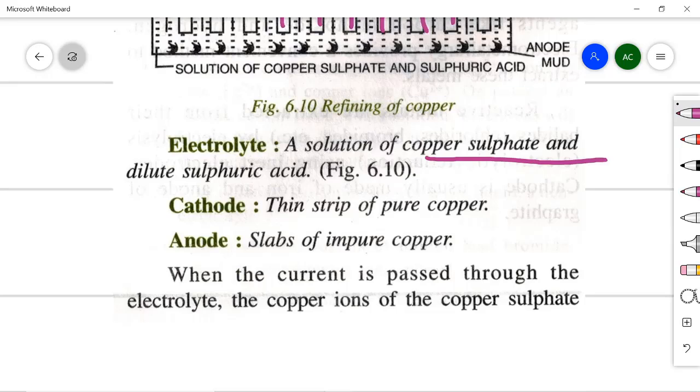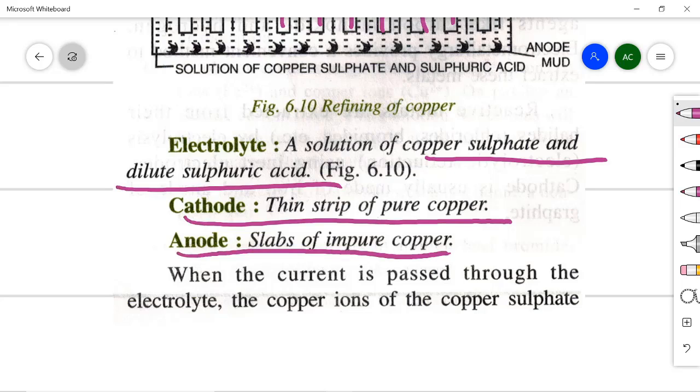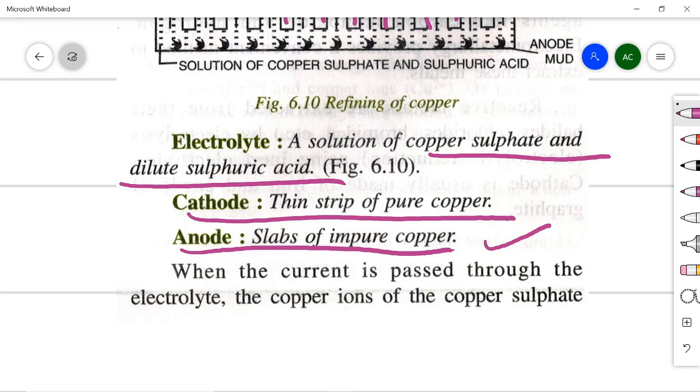Electrolyte is copper sulfate with some dilute sulfuric acid. Cathode is the thin strip, and anode is a slab of impure copper, because in refineries a huge amount of copper needs to be purified. And why do we need to purify copper? Because when you are using copper in making wires or in other processes, you need it in pure form, not with impurities, because impurities will make their function less. That is why we need pure copper.